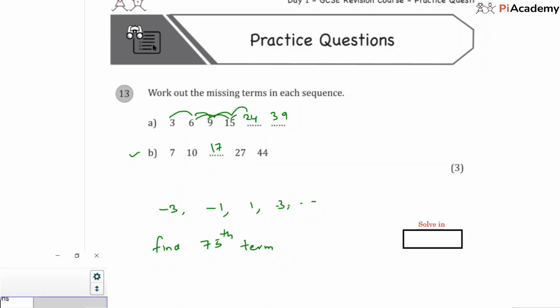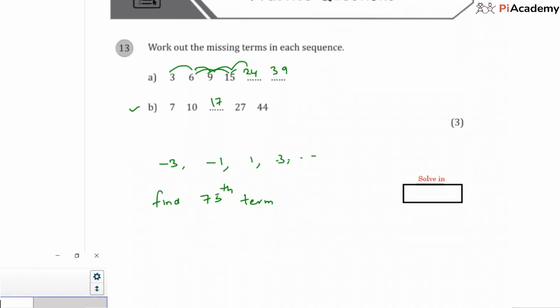So for that one, I got 145. Wonderful. See, this is an arithmetic sequence. Understand this. You're adding 2 each time, right? You're adding 2 each time, basically.